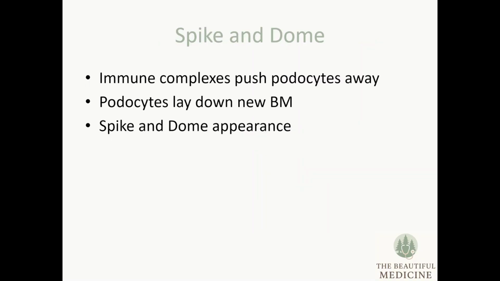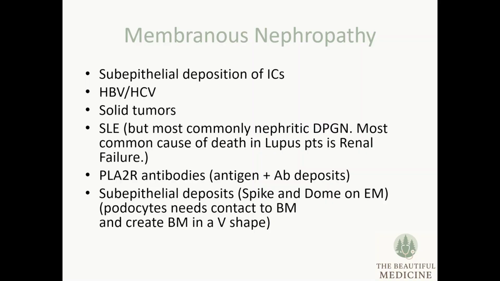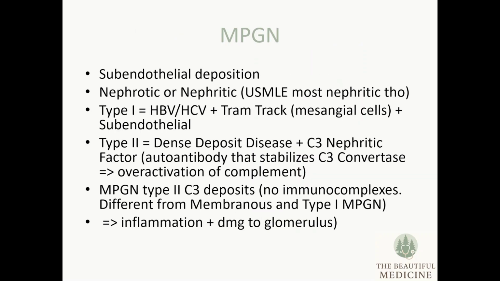You guys can imagine, it's not hard. So immunocomplexes push podocytes away, podocytes lay down new basement membrane, spike and dome appearance. So if in the question stem they use this buzzword, spike and dome, probably they're talking about membranous nephropathy. So let's keep going. MPGN, membranoproliferative glomerulonephritis. This is most commonly a nephritic syndrome, but you can also remember it as nephrotic.